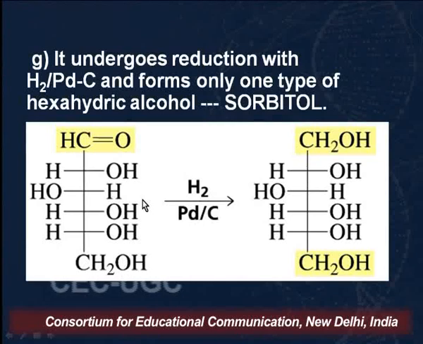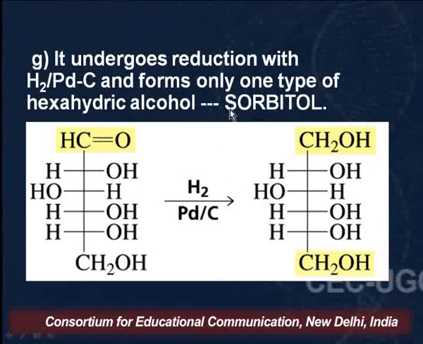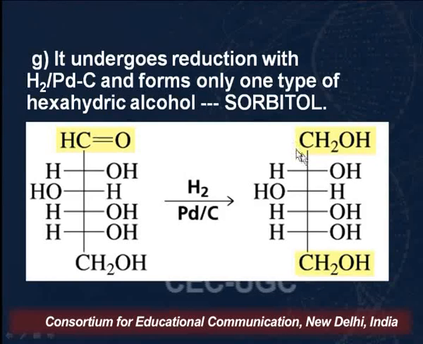And the second case was that when the reduction of this molecule was carried out, we got only one hexahydric alcohol, that is sorbitol. If by chance the group had been ketonic, we would have got a mixture of sorbitol and mannitol. But here we are getting only one form. So this again proves that this group is an aldehydic group.